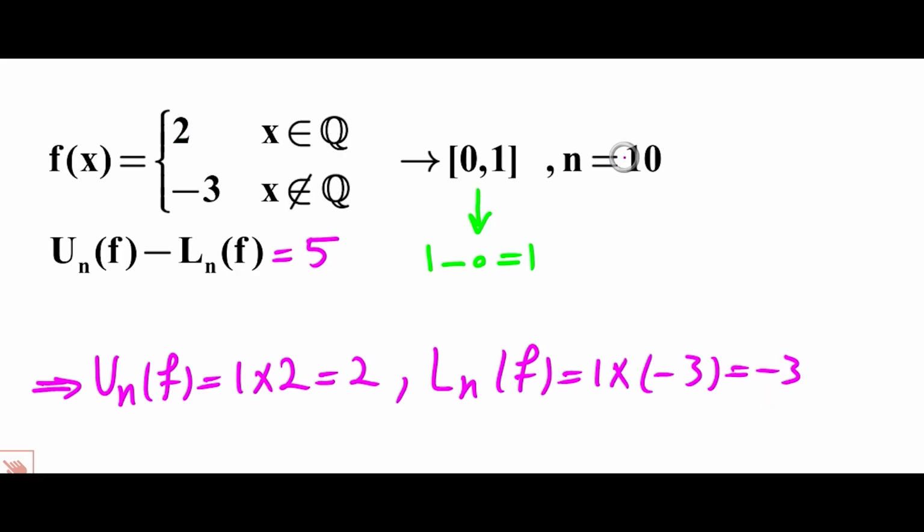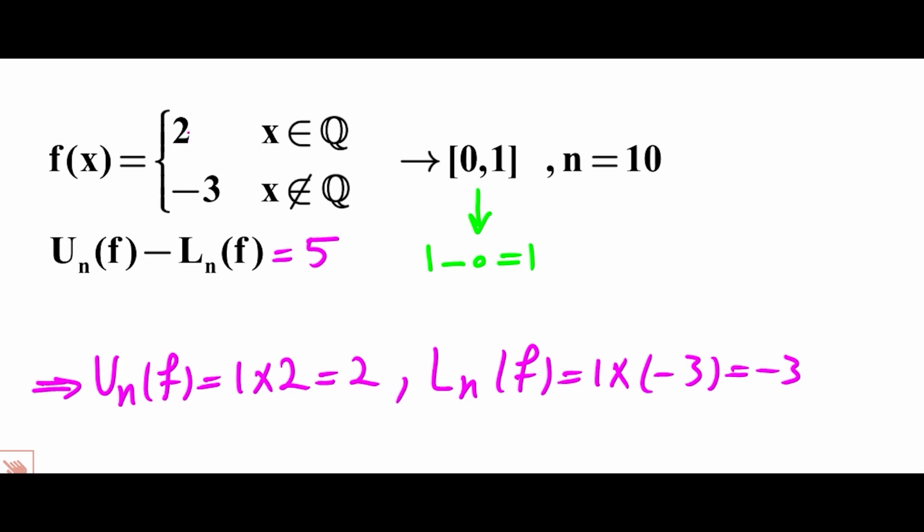You might be wondering, what about n equals 10? Does it change anything? The answer is no. Because rational and irrational numbers are dense in the real numbers, it doesn't matter how small you make your subintervals, even if you increase n to a million. In every single subinterval, no matter how small, you will always find both rational numbers where the function is 2 and irrational numbers where the function is negative 3.